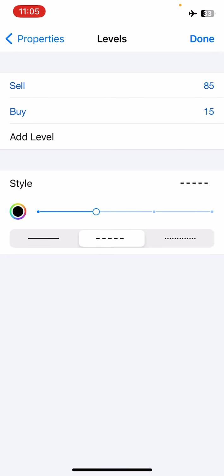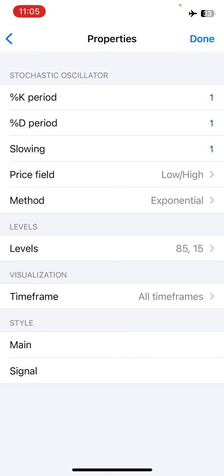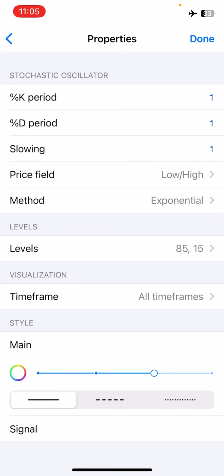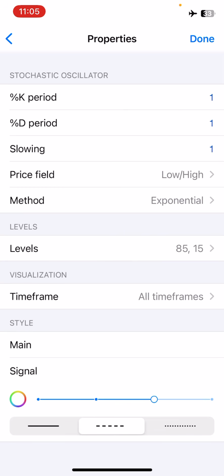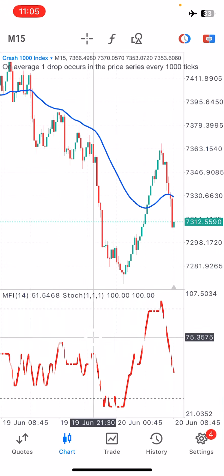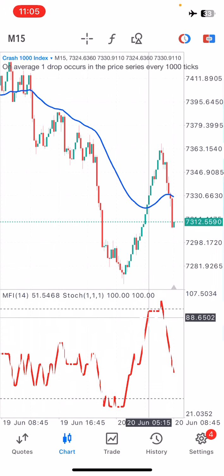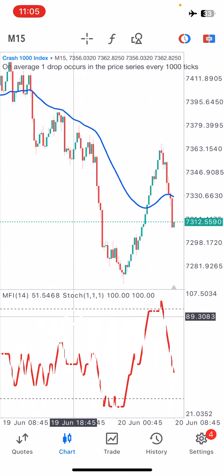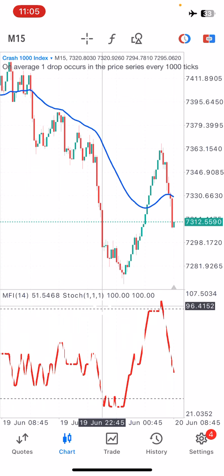level. Okay, then we click done, and on style, our main and our signal should have the same color as our background color. So I have a white background, that's why you see my main and my signal are all white. This is what you should do as well. So if I click done, you see that there is only that red line and no other line within our indicator window 1, which is exactly what we wanted.